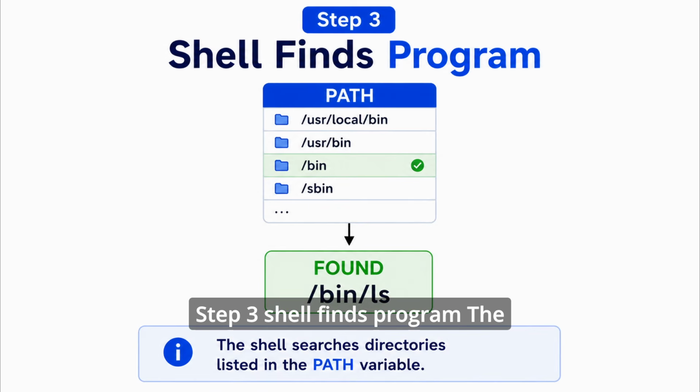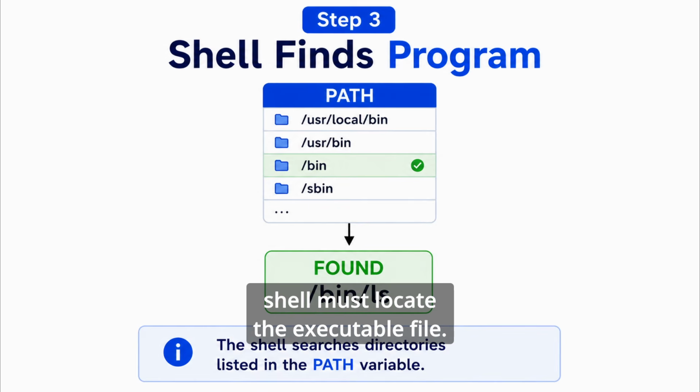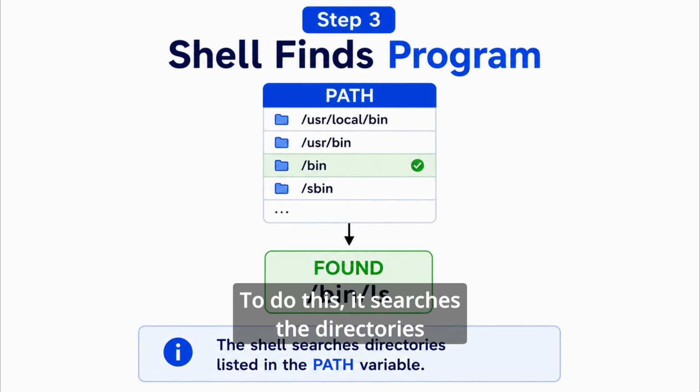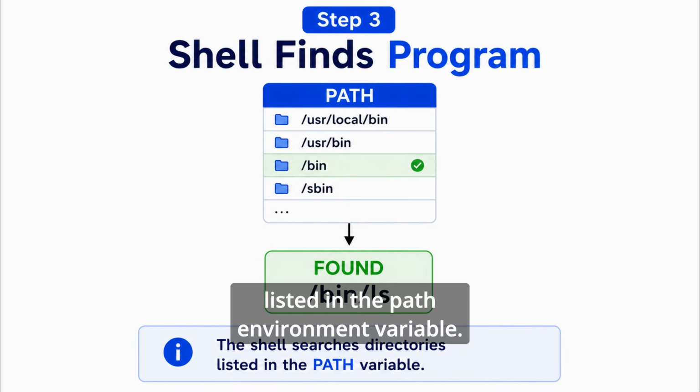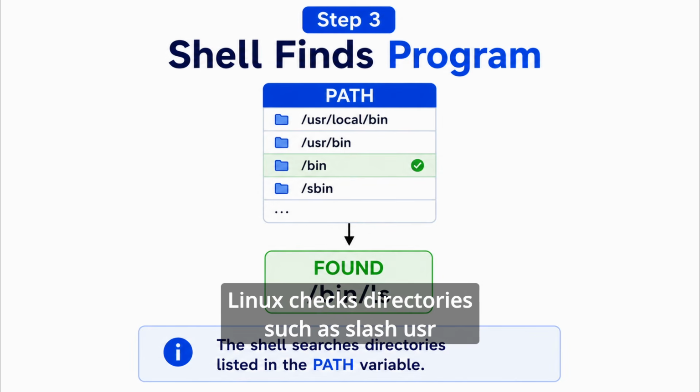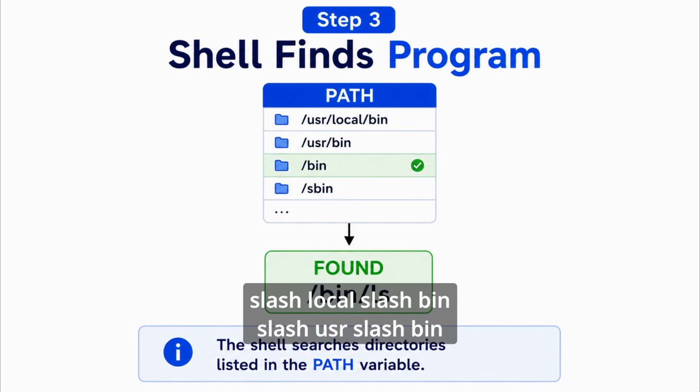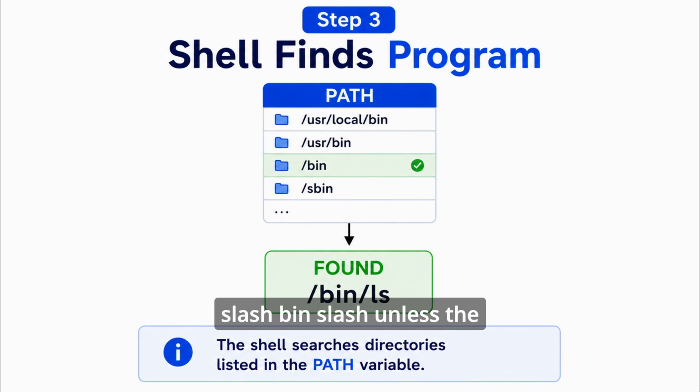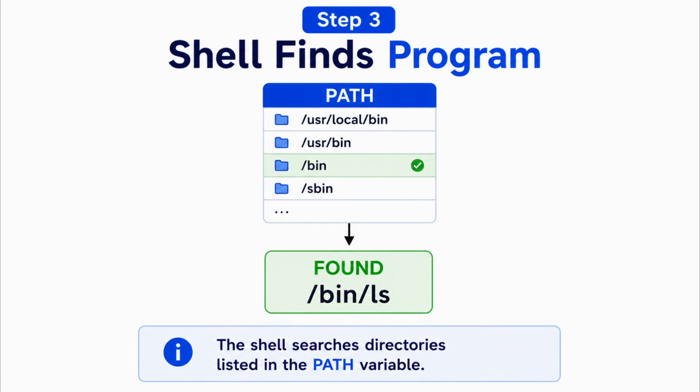Step 3. Shell finds program. The shell must locate the executable file. To do this, it searches the directories listed in the PATH environment variable. Linux checks directories such as /usr/local/bin, /usr/bin, /bin. Eventually it finds /bin/ls. The shell now knows exactly which executable should be launched.